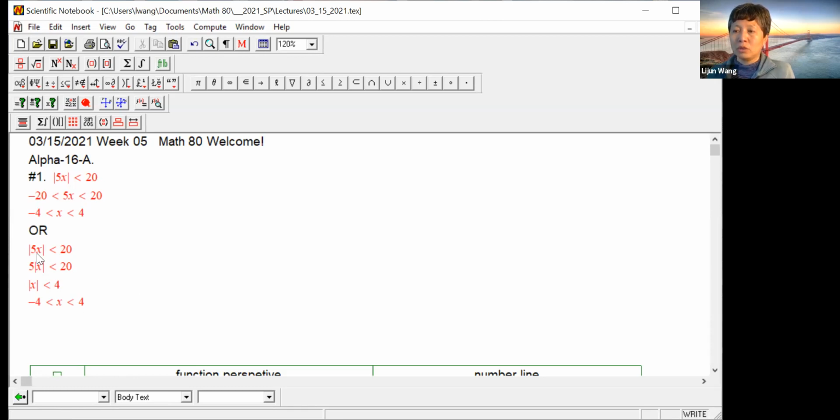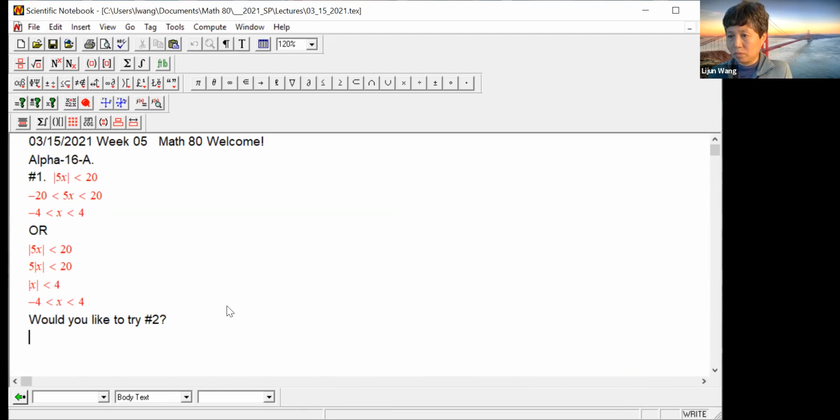So we can take the constant outside the absolute value, and of course, it will show up as a positive number, because the absolute value of a positive number is the same as the number, right? But anyway, number 2 would be similar. Would you like to try number 2? Either way, and maybe you want to try both ways.